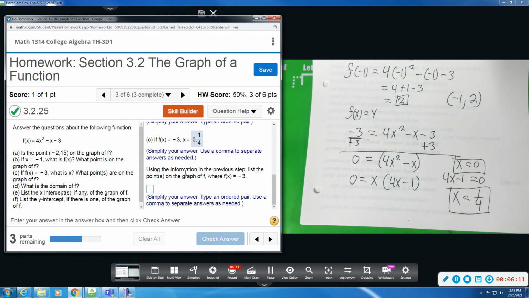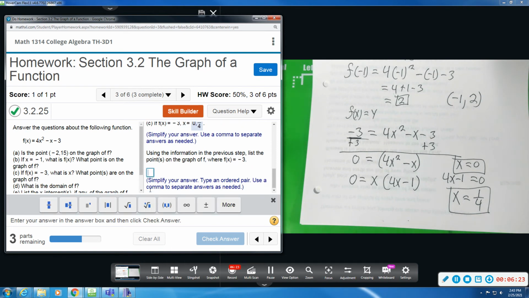All right, now there's an extension here. It says using the information in the previous step, we want to list the points of the graph of f, where f of x, or where the y value, is -3. So we're going to do those ordered pairs. Y is -3 and x we got 0. So we're going to do 0, comma, -3. You have to be careful that you put those in the proper order. Then you separate your answers with a comma.